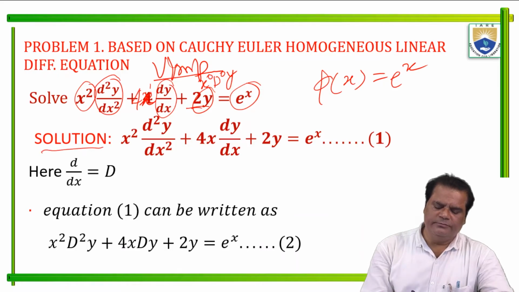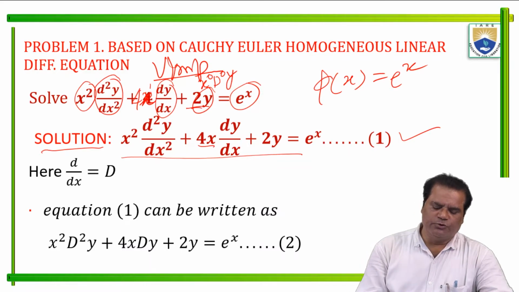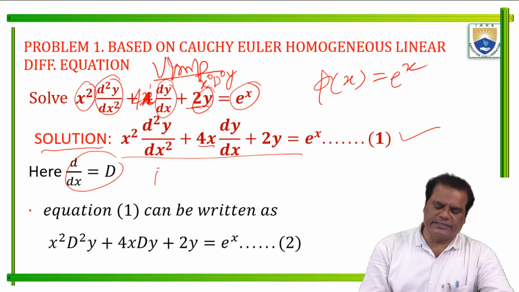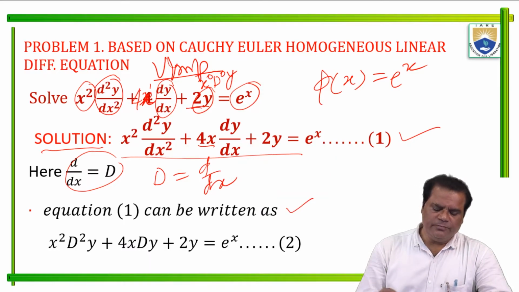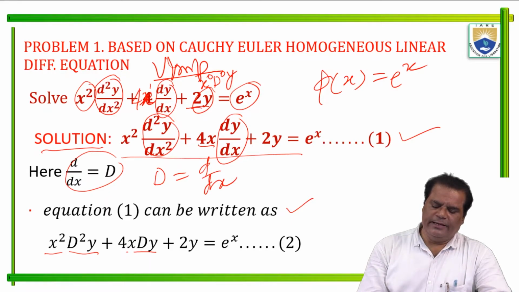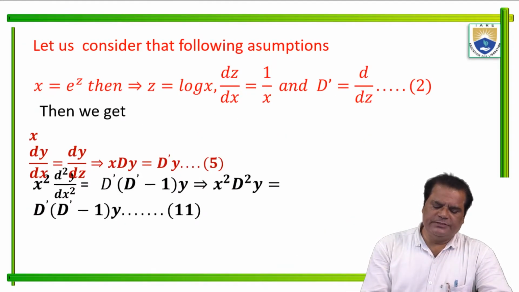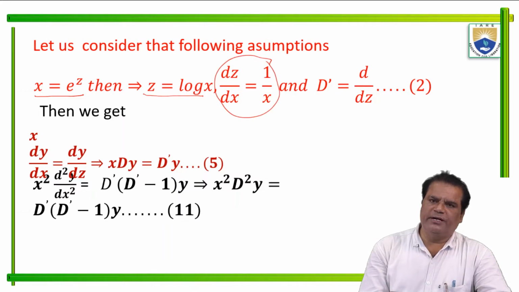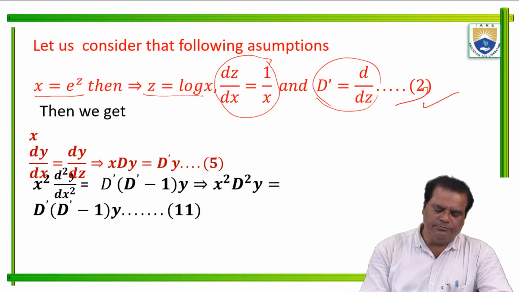So first of all, I am writing the question as equation 1. Now here D is d over dx, capital D is given in our question as d over dx. So equation 1 can be written as x square d square y, the second derivative, plus 4x dy, the first derivative, plus 2y equals e to the power x. This is equation 2. Let us consider the following assumptions: x equals e to the power z, z equals log x, dz over dx equals 1 upon x, and D' is d over dz. This is equation 3.